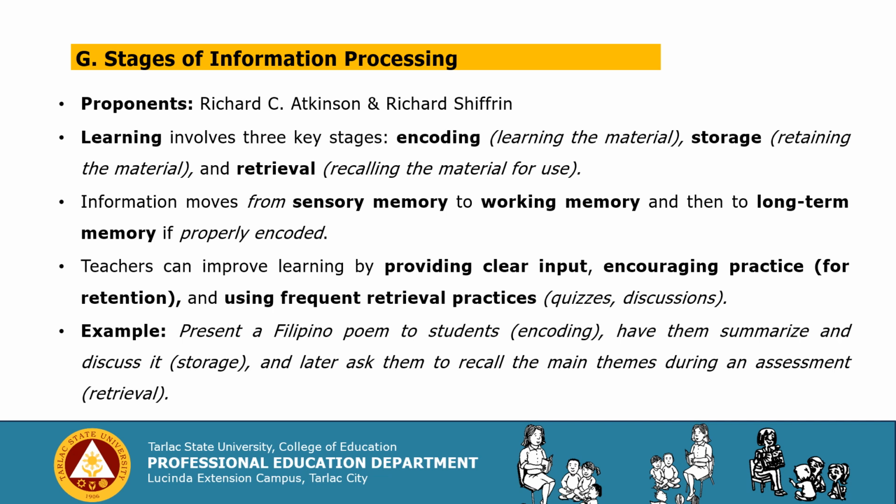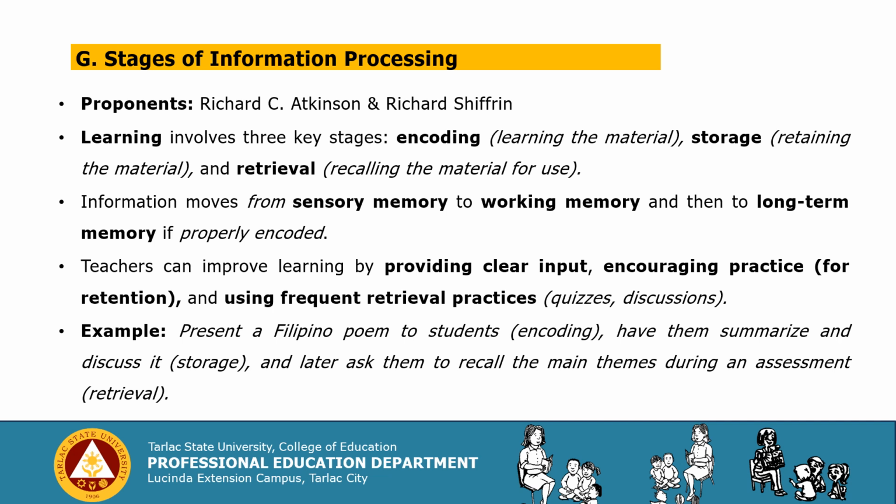Letter G, stages of information processing. Learning according to information processing theory happens in three stages: encoding, storage, and retrieval. During encoding, students are introduced to new material and begin forming connections. Next, in the storage stage, the information is consolidated into memory. Finally, retrieval involves accessing this information when it's needed, like during a test or in real-world situations.